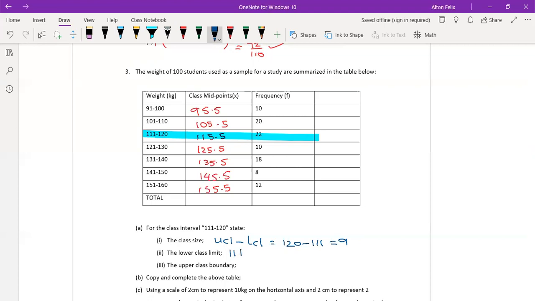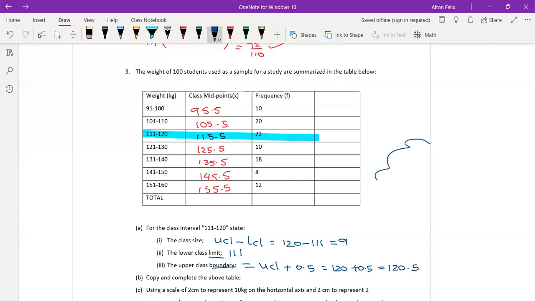What is the upper class boundary? Well, there is a difference between boundary and limit. To find the upper class boundary, you add 0.5 to the upper class limit. So let's do that. Upper class boundary is upper class limit plus 0.5. So the upper class limit there was 120, and if you add 0.5 to that, you're going to get 120.5.